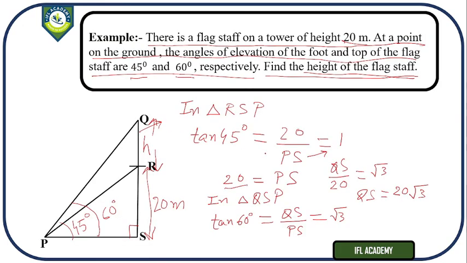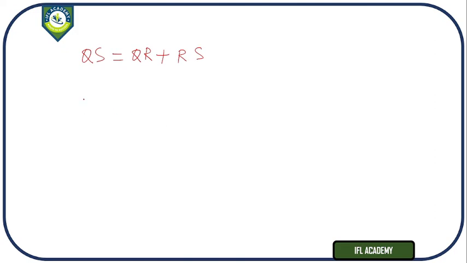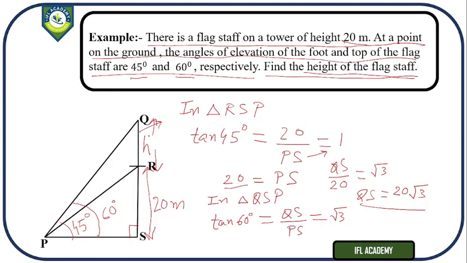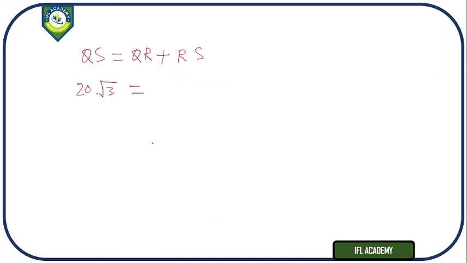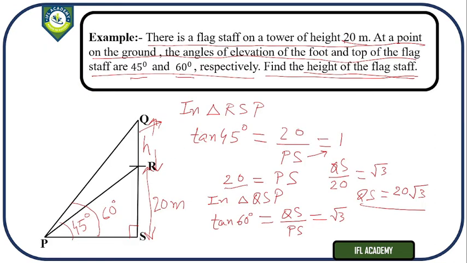What is the value of QS? 20 root 3. Put it here. It is equal to QR. What is QR? QR is h plus what is RS? RS is 20 meter.